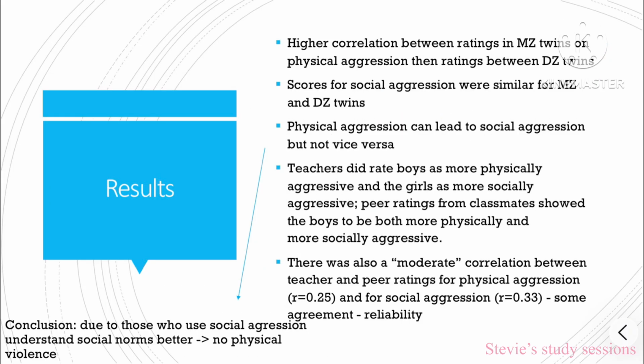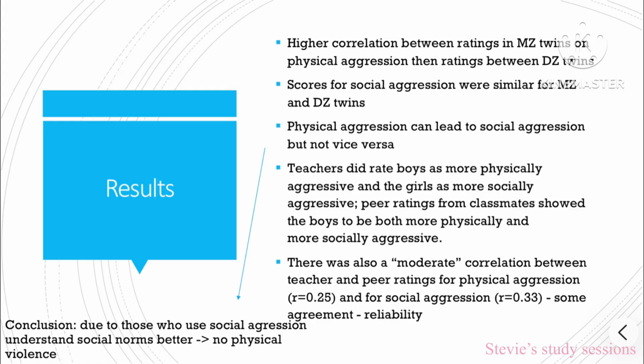There's a higher correlation between MZ twins and physical aggression than between DZ twins and physical aggression. Scores for social aggression were similar between MZ twins and DZ twins. Physical aggression can lead to social aggression, but not vice versa. Teacher ratings did rate boys more physically aggressive than girls, and girls more socially aggressive than boys.